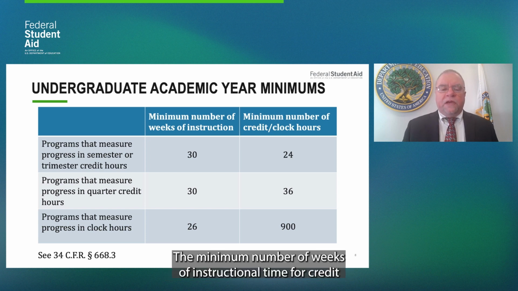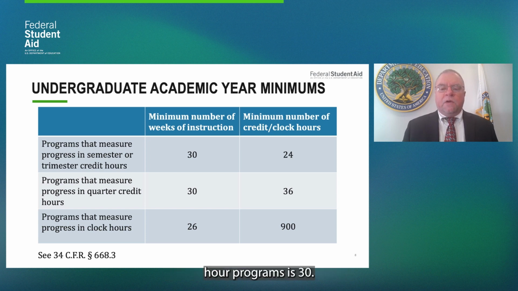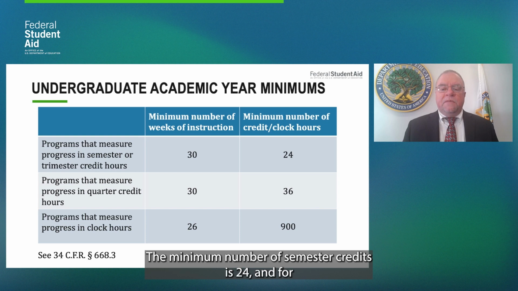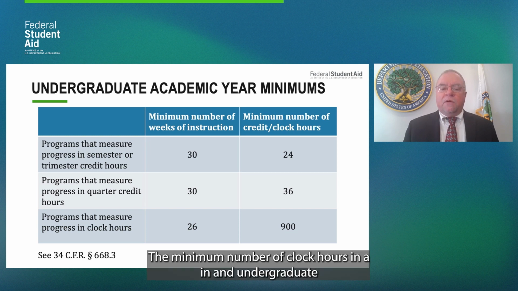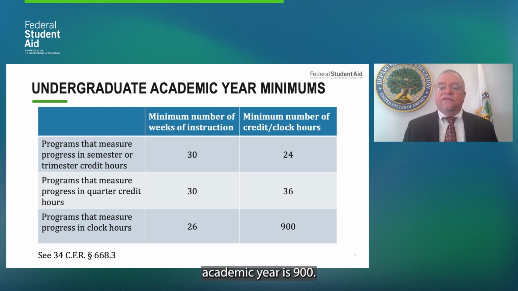The minimum number of weeks of instructional time for credit hour programs is 30, and for clock hour programs, it is 26. The minimum number of semester credits is 24, and for quarter credit hours, it is 36. The minimum number of clock hours in an undergraduate academic year is 900.